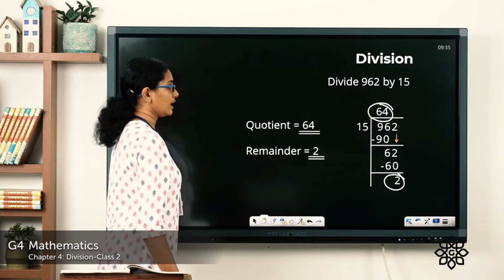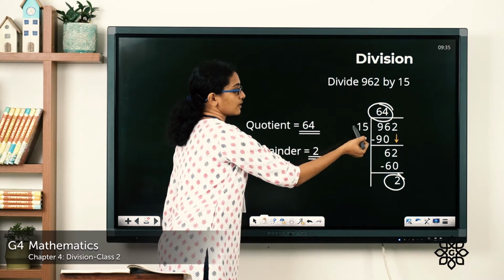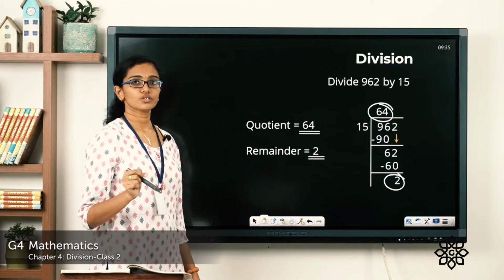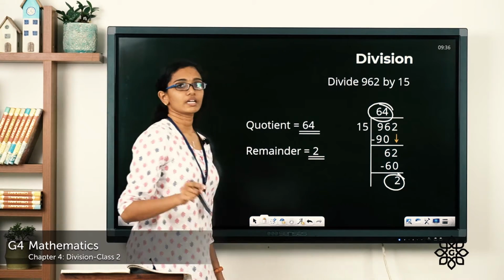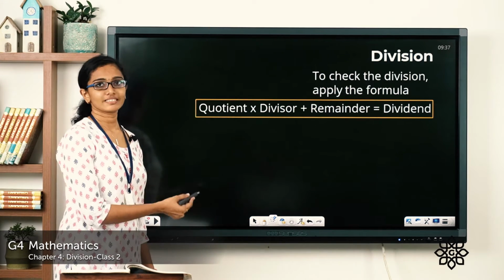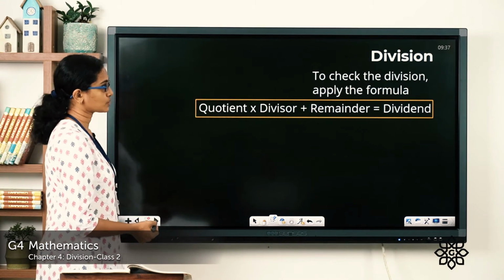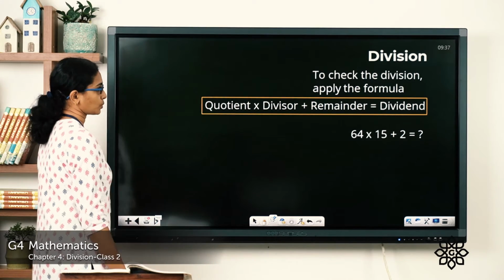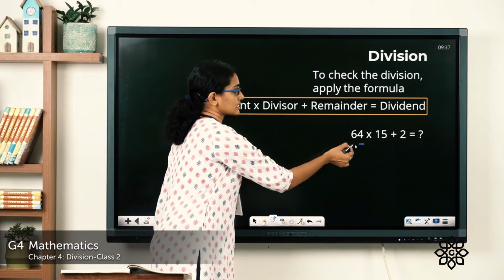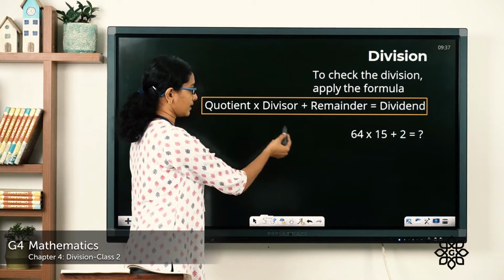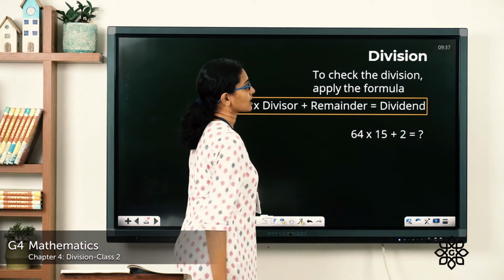So, we know the formula. The quotient into divisor plus the remainder should give the dividend if the division was done correctly. So, let's apply this formula to check if the division was done correctly. So, what was the quotient here? The quotient is 64 and the divisor is 15 and the remainder is 2.